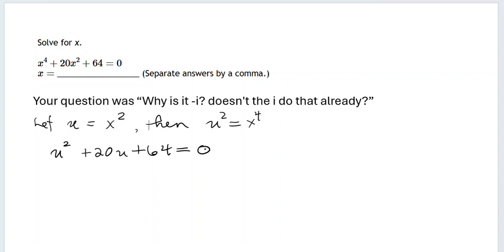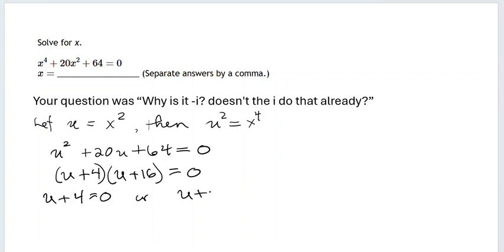And now you can solve this by any method you like, for example the quadratic formula. I believe this factors, or remember you can use the quadratic formula, but I'm going to see if I can't factor this because I think it factors as u plus 4 times u plus 16. So solving for u, I would have u is equal to -4 or u is equal to -16.